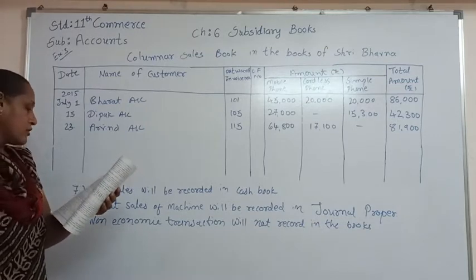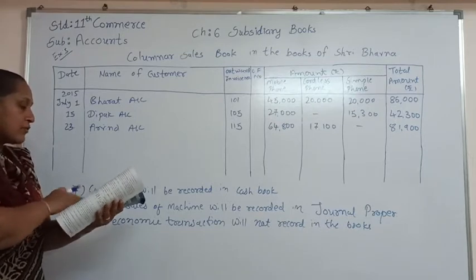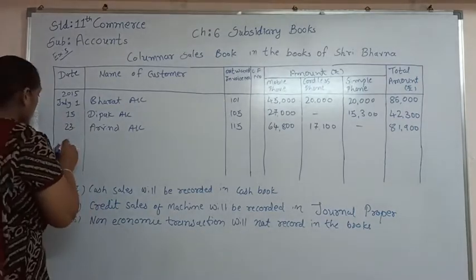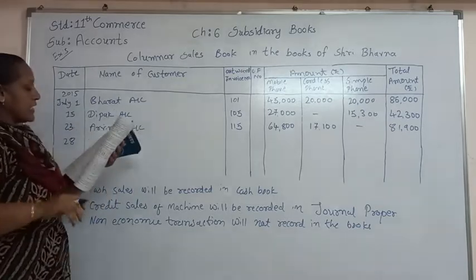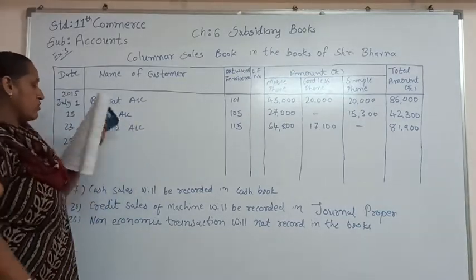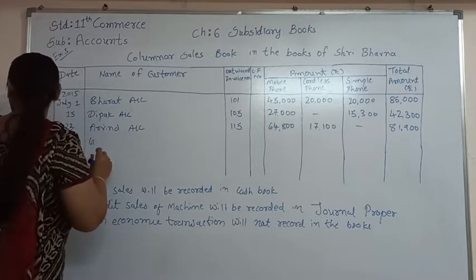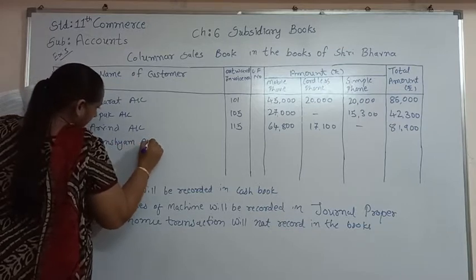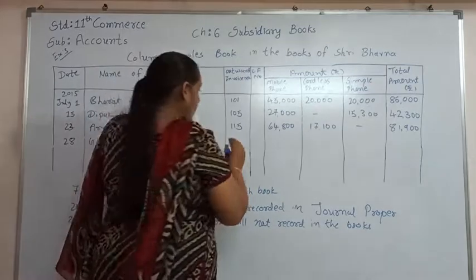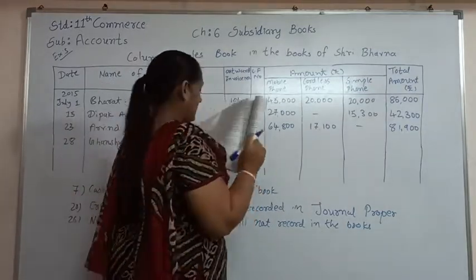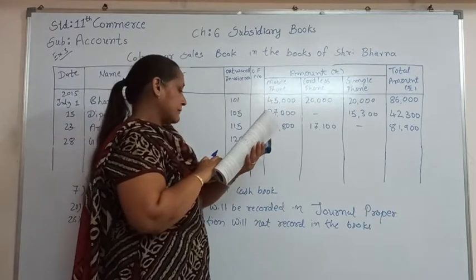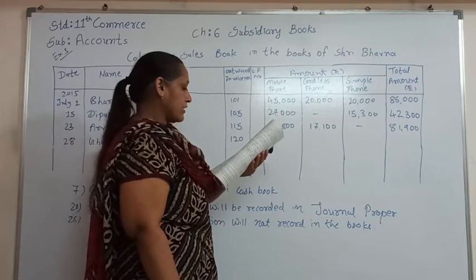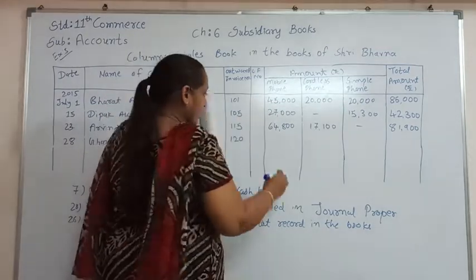Invoice number 120. So here Ghanshyam placed an order for 5 mobile phones at 8,500 and 10 simple phones at 2,100. So that we will record on date number 28, because on that day we have sold him. So here on 28, Ghanshyam account, and invoice number is 120. And here we are going to write down the 5 mobile phones at 8,500 each. So it will be 42,500.